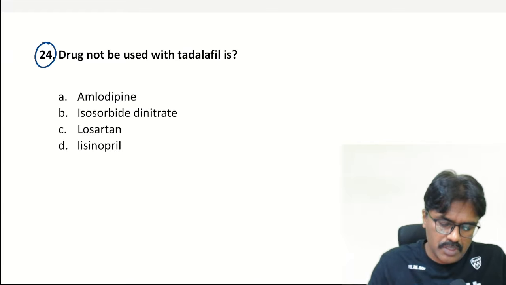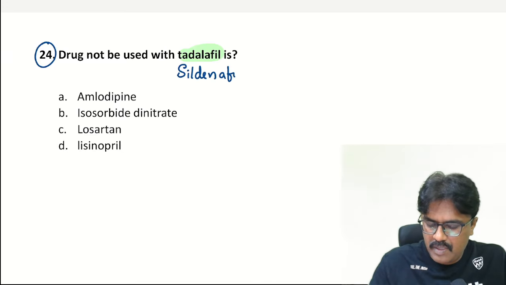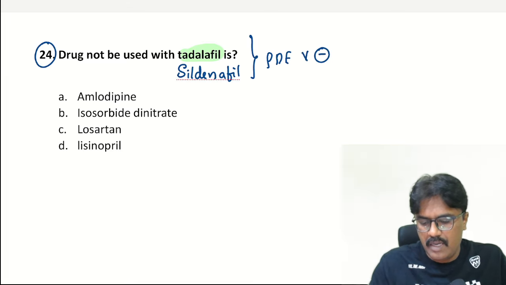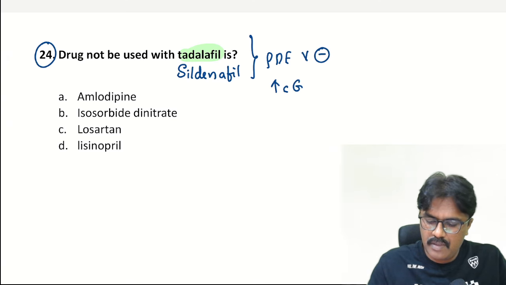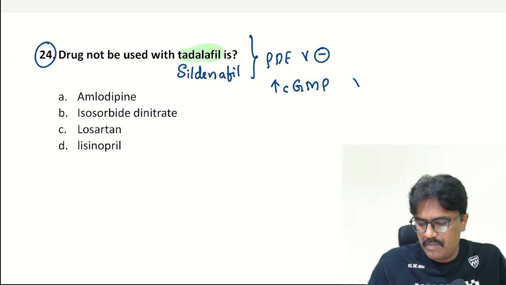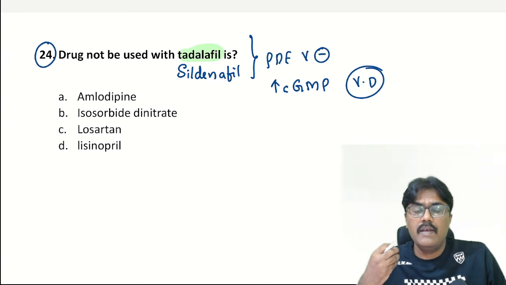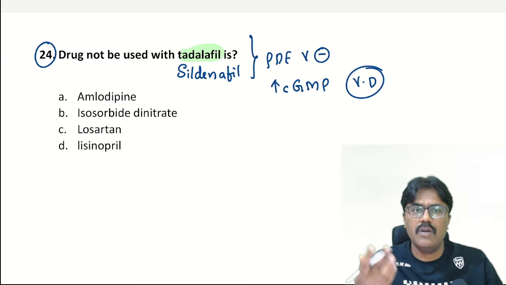Moving on to the next question. Drug not used with tadalafil. What is tadalafil? It is like the brother of sildenafil. Both are phosphodiesterase 5 inhibitors, and tadalafil is the longest acting. They increase cyclic GMP and cause vasodilation. Because they cause vasodilation, they are used for erectile dysfunction. They increase the erection duration. So which drug is not used?